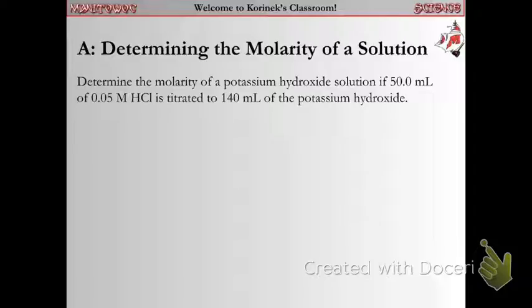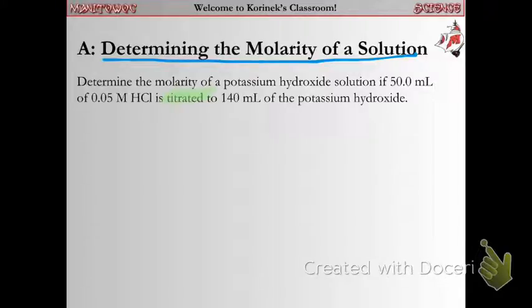So we've got to define a couple of things first, and I want to take a look at this word right here, titrated. When you hear that word titrated, that just means that we're going to run a specific process that is going to allow us to determine the molarity of a solution. Titration is the process of doing that.